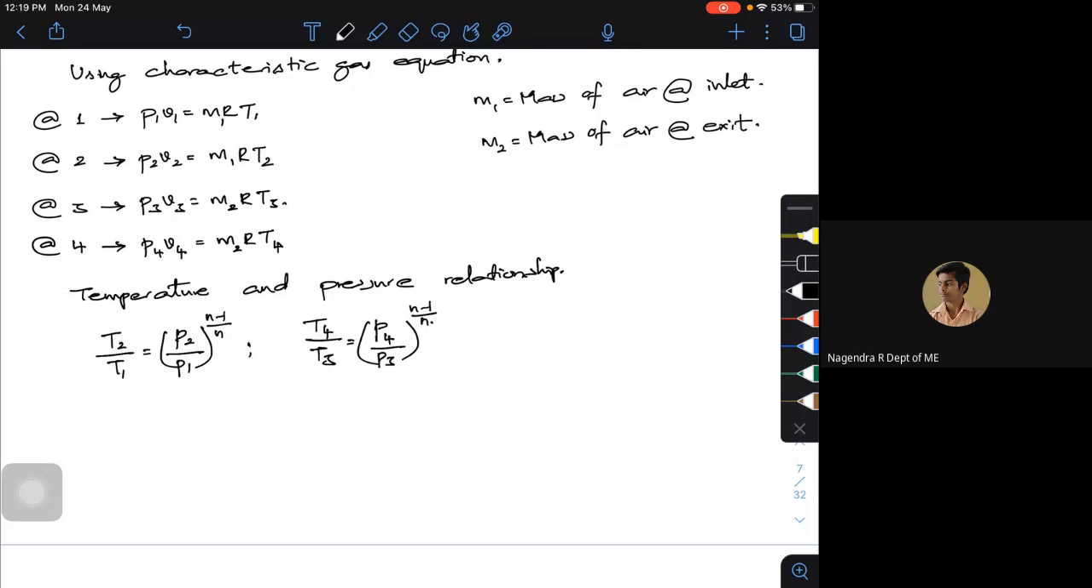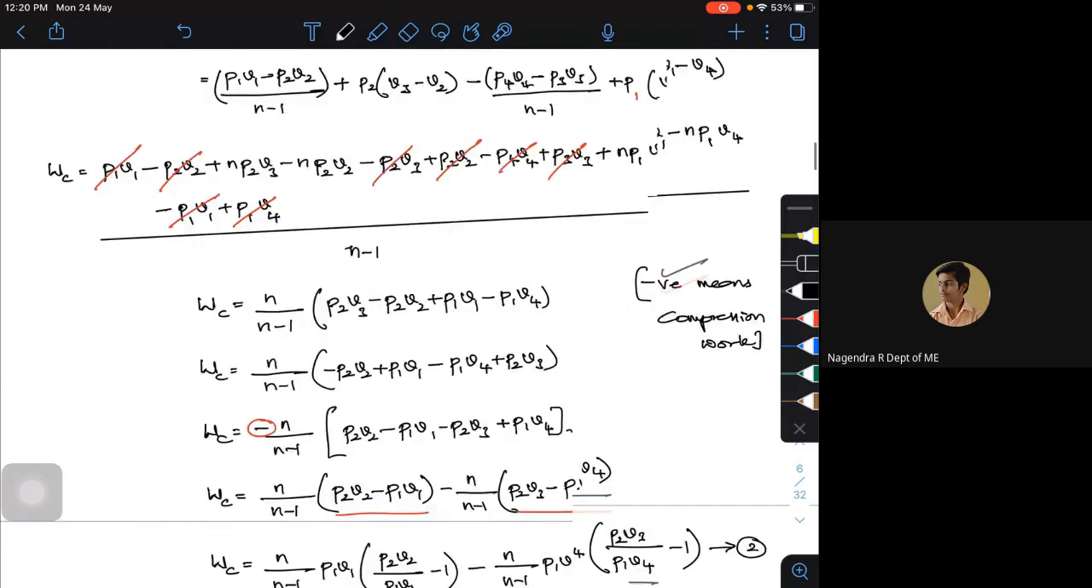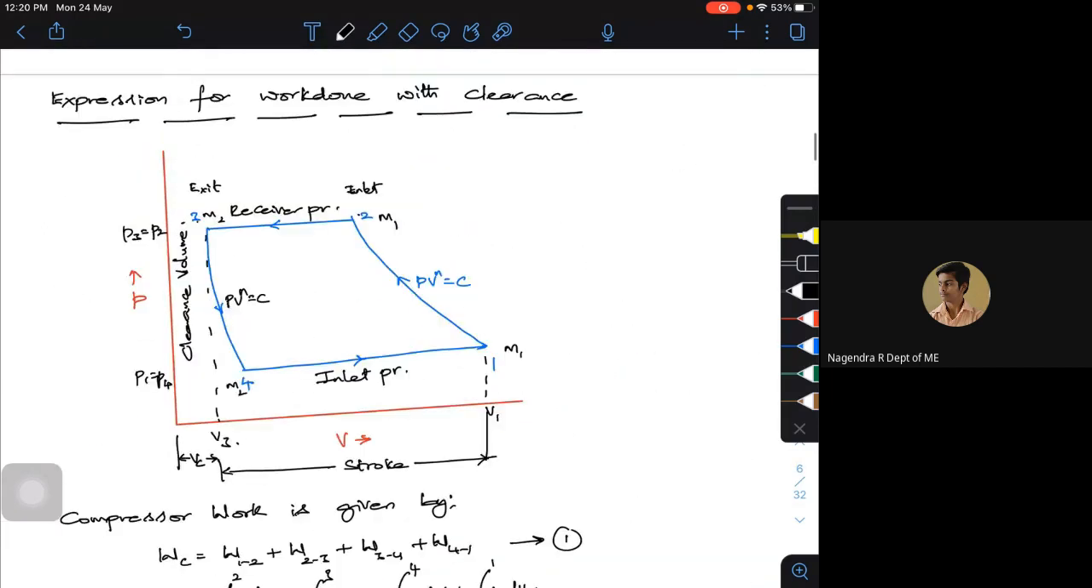If you go back and see, what is your pressure ratio? Pressure ratio is nothing but P2 by P1. See, P2 is equal to P3, and P4 is equal to P1.